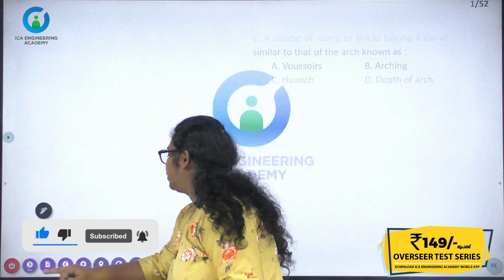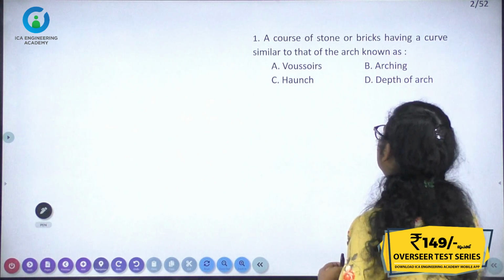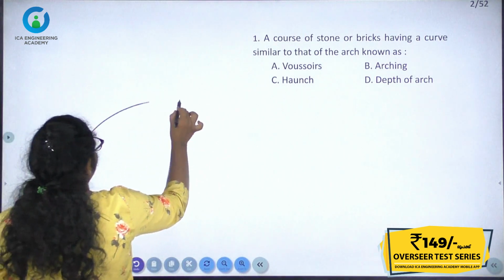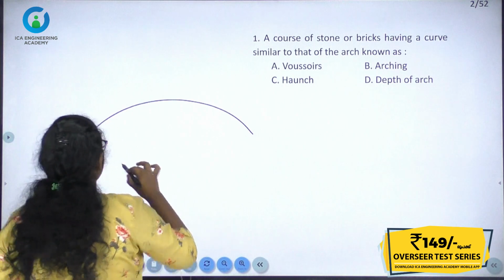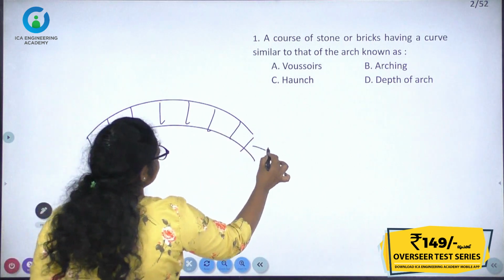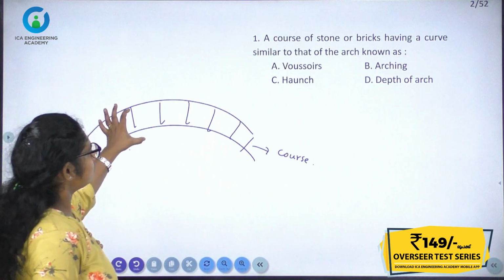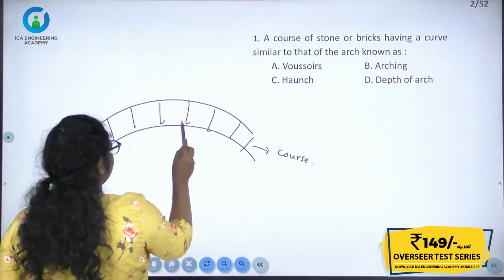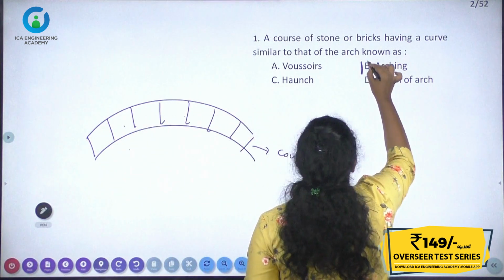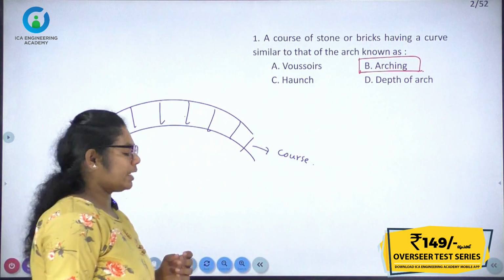Let's see. Okay, the first question: a course of stone or bricks having a curve similar to that of an arc is known as what? In that curve, this arrangement of stone or brick is called a course. There is a curve, and inside that are the stones or bricks. The process is called arcing.